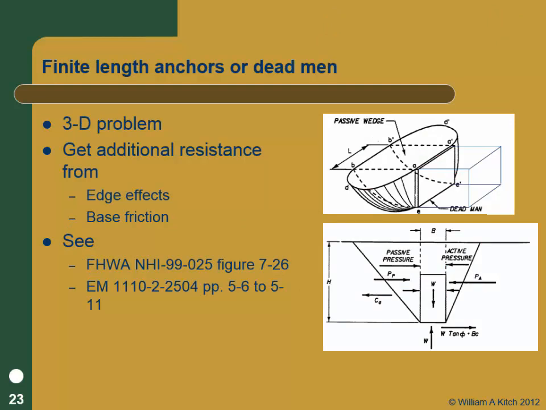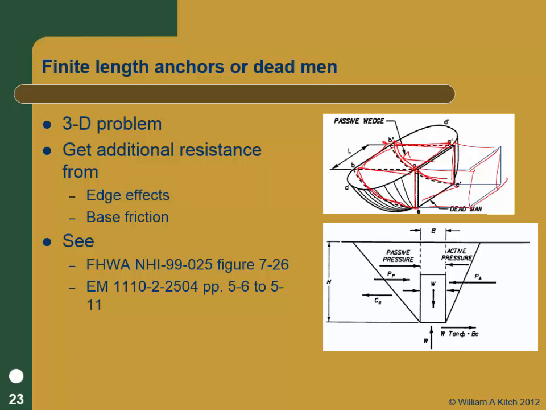It's common, if you don't have to get your anchors too close together, to actually have finite-sized anchor blocks placed along the back of the wall instead of having a continuous wall. And if you do that, it's a 3D problem. Think about it: here's your dead man right here. As he moves in this direction, you're going to get this passive wedge that you'd calculate using a log spiral or whatever method you want.